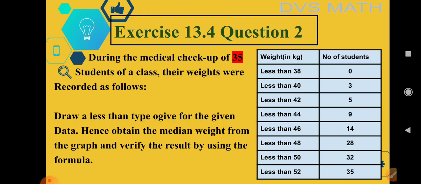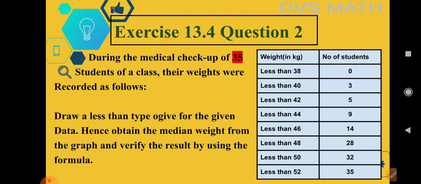Observe. Here, they are asking to find the median also. That means we have to find the median in the graph as well as using the formula. Clear? Before that, first we have to draw the less than type ogive. And as I told you before, sometimes they will give the table as less than type ogive or more than type ogive. They will give it directly, you need not convert it. And CF also they will give.